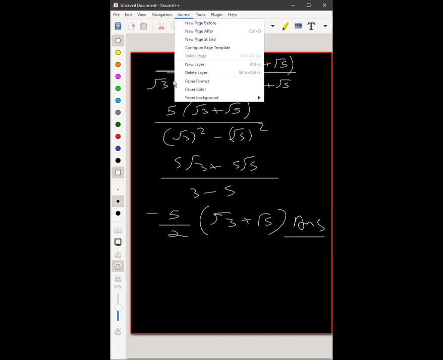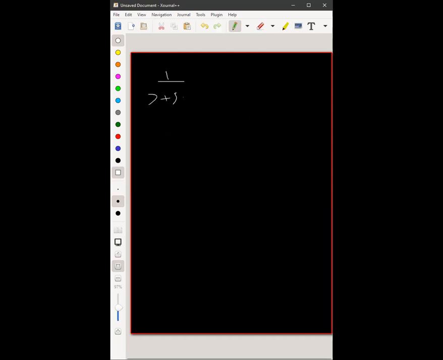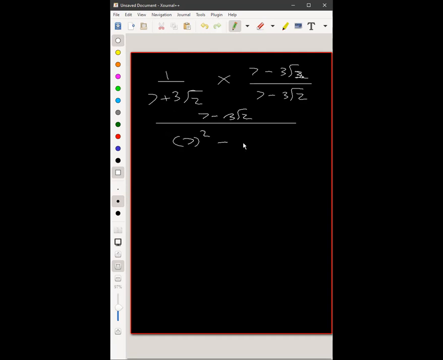Same way, let's do one last one for today. 1 by 7 plus 3 root 2. Tell me. 7 minus 3 root 2 by 7 minus 3 root 2. So 7 square minus 3 root 2 the whole square. Wait, I'm forgetting the numerator. Tell me the numerator also.